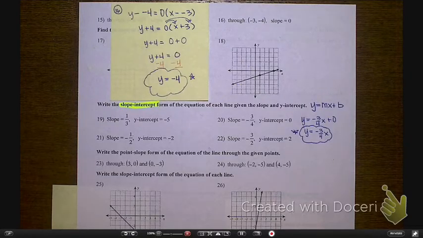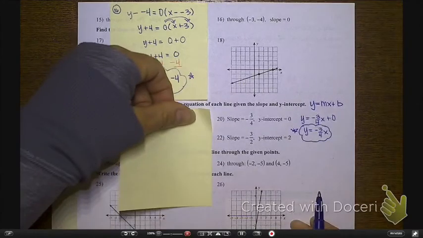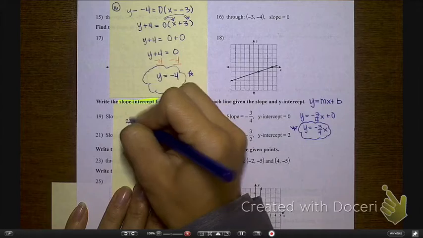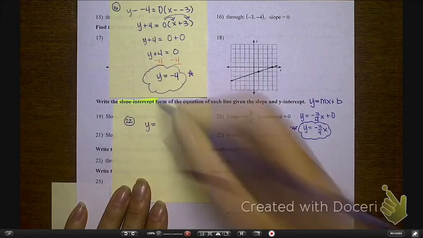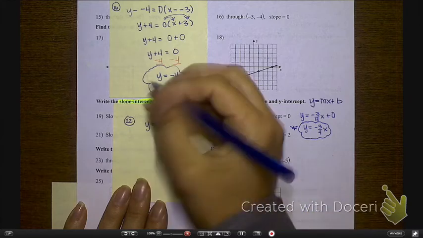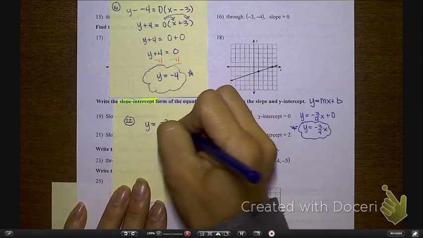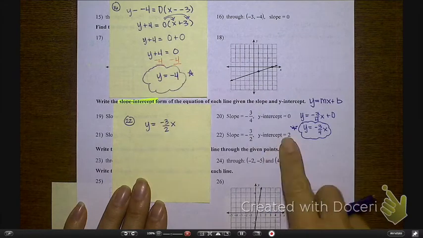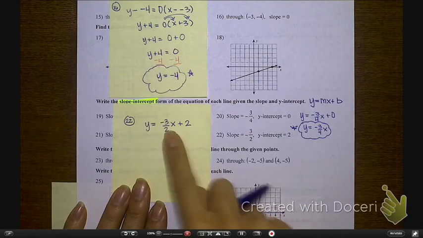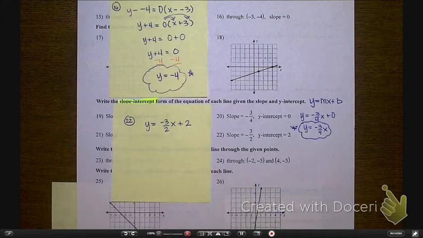Okay. All right, let's take a look at number 22. Okay, on number 22, we're going to get y equals what? Yeah, -3/2 times x. What's your y-intercept? So it's positive, so plus 2. This is your final answer for number 22.